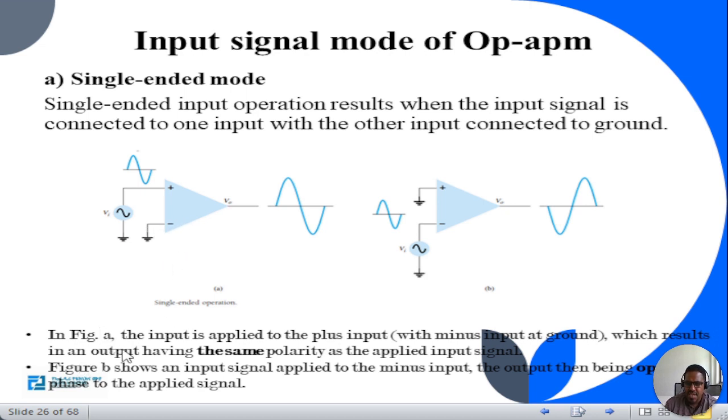In figure A, the input is applied to the plus input with the minus input to the ground, which results in an output having the same polarity as the applied input signal. Figure B shows an input signal applied to the minus input, the output then being opposite in phase to the applied signal, that is, inverted in the output.